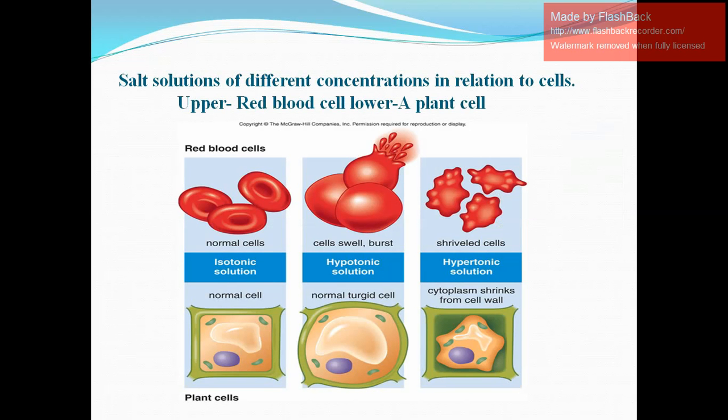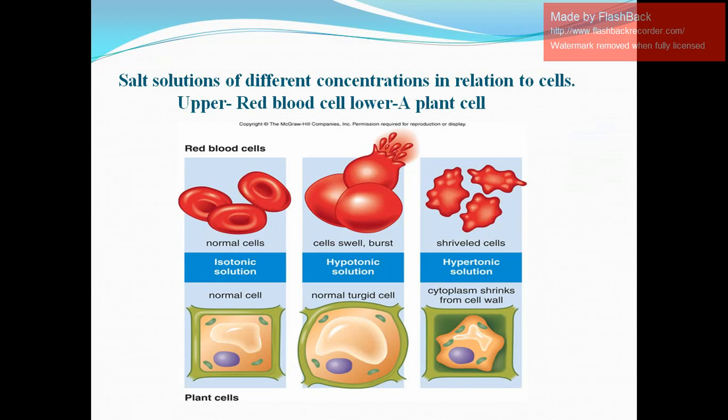Next, salt solutions of different concentrations in relation to cells. Here you see the red blood cells, which are animal cells, and below is the plant cell. The same thing, plant cell and animal cell. The red blood cell is put in isotonic solution. There is no change in the shape of the cell, but when they are put in hypotonic solution, endosmosis takes place and the cell swells up. The plant cell becomes more turgid, but there is a rigid cell wall protecting it from bursting. But animal cells do not have such a cell wall, so animal cells easily burst.